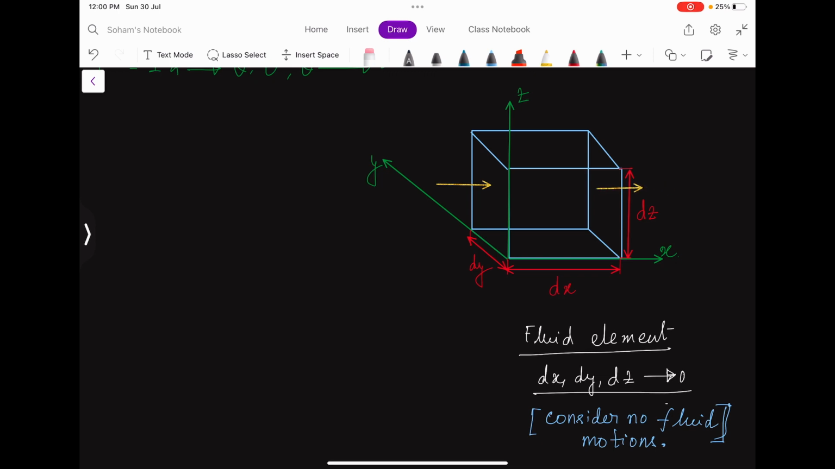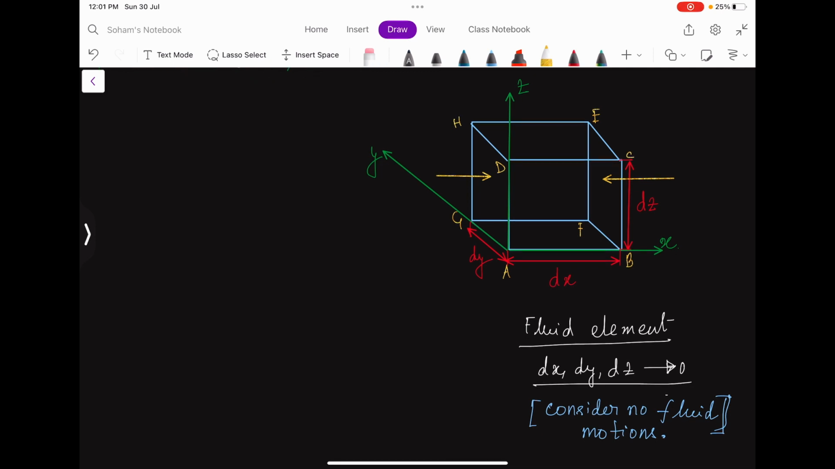So this will be the pressure force on this surface. So these are for the surfaces. So let me name this A, B, C, D, E, F, G, H. So I have drawn for the G, A, D, H and F, B, C.